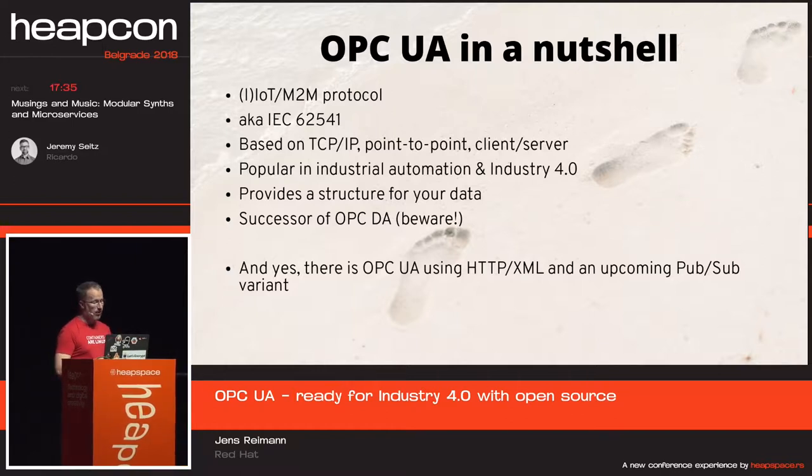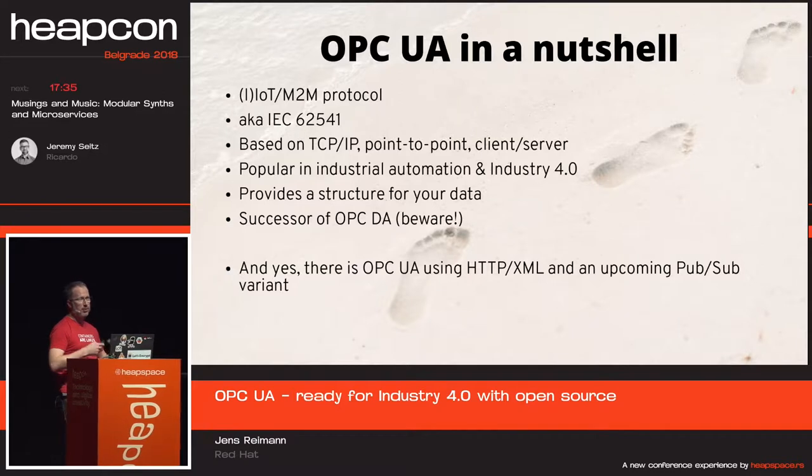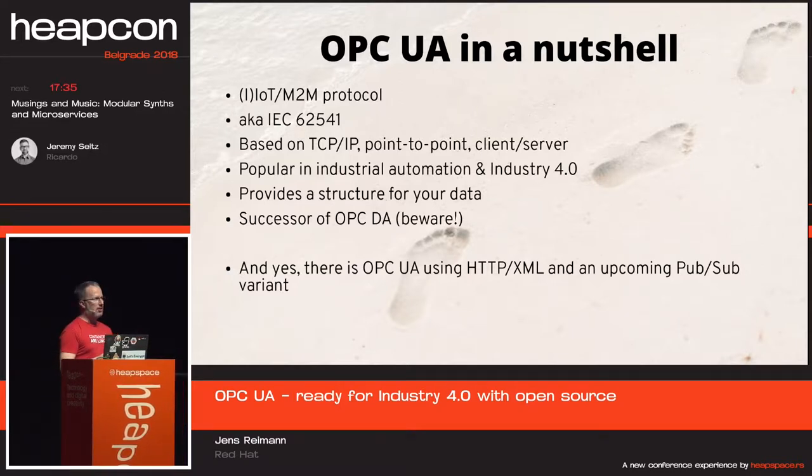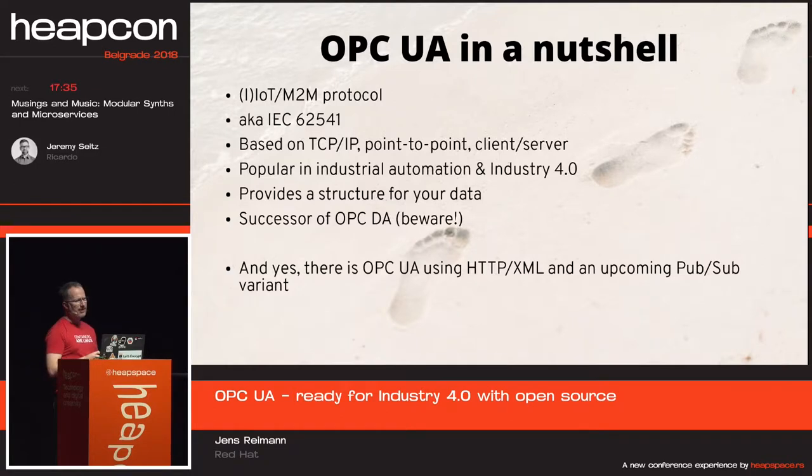Worth mentioning also: when I talk about OPC UA now, I talk about the OPC UA binary protocol. There are two other variants of that. For the transport layer, you have HTTP with XML, for example. And there's an upcoming PubSub standard, which may use something like MQTT on a transport level, but having OPC UA on the payload level. So comparing to that.